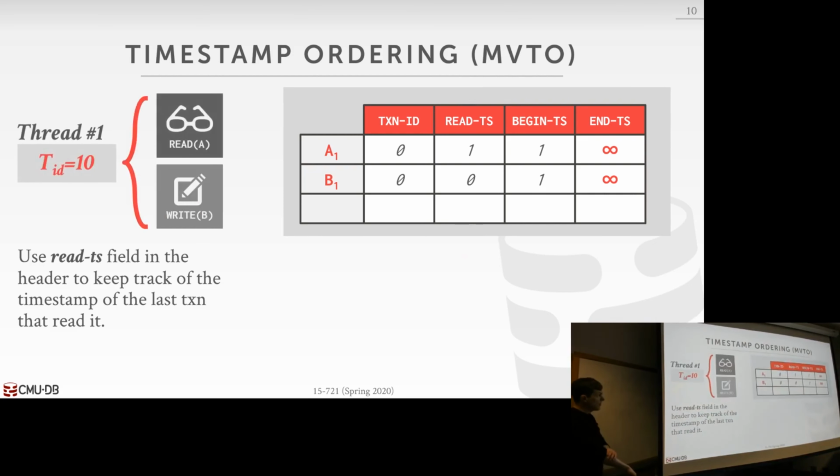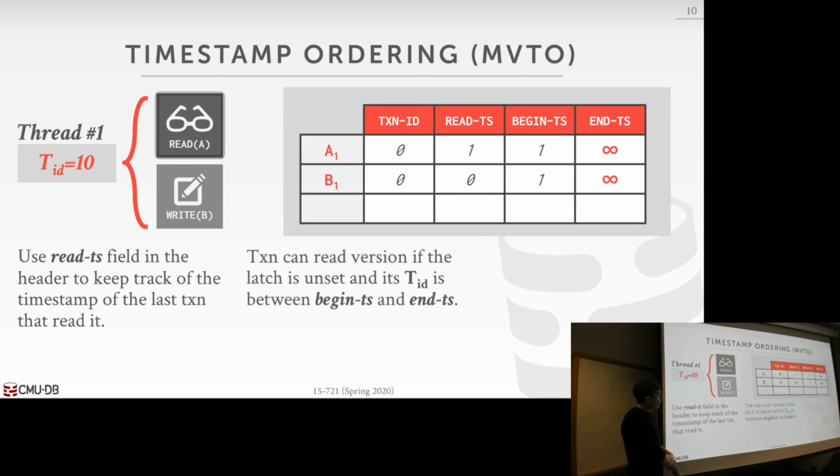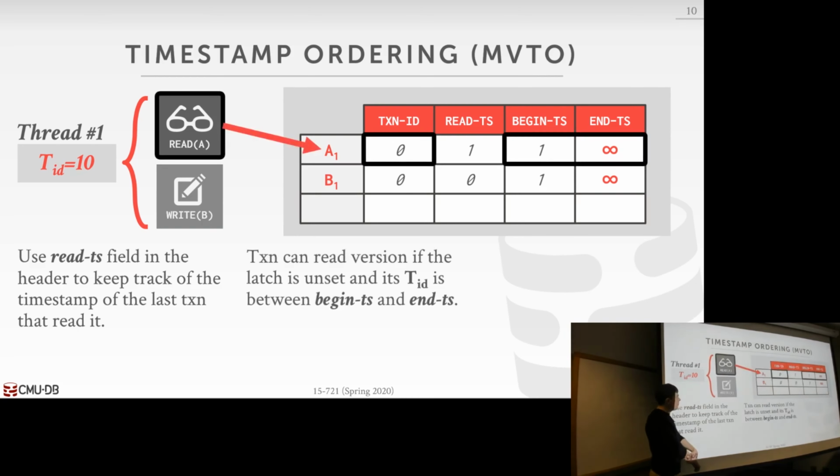All right, so now a transaction comes along, say it's given timestamp 10, and it wants to do a read on A followed by a write on B. The read is pretty easy. You check to see whether the transaction ID is 0, meaning nobody is actually writing to this tuple, and then you check to see whether the visibility is within the range of your timestamp. Our timestamp is 10. 10 is between 1 and infinity, so we know that this version is visible to us.